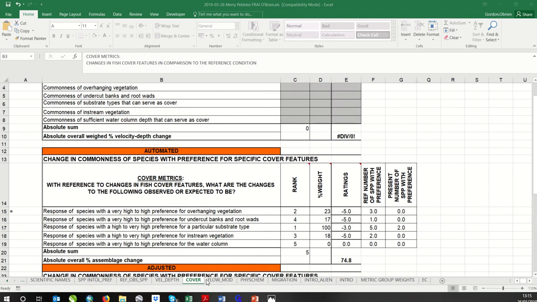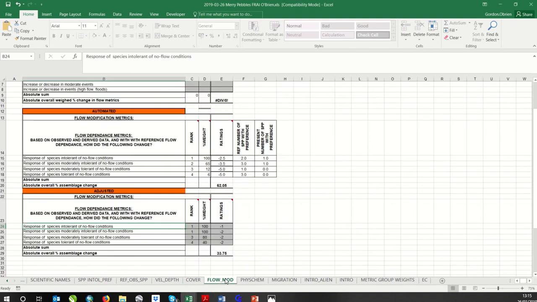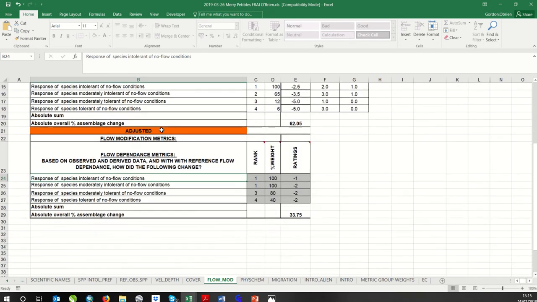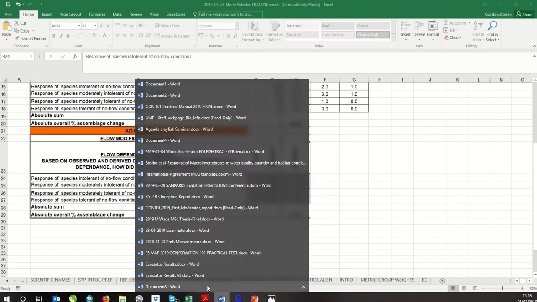All right, so what I've done now is I've just gone through the rest of the metrics, and you'll see each metric now has an automated score and my adjusted score. And I just wanted to go through quickly what I've changed. So I want to speed up a little bit. The next one is to look at these flow-dependent metrics. And this is based on the observed and derived data with reference to flow dependence. How will the following change? The species, and this is all when flows cease or they reduce significantly in a system, how do the species respond? How vulnerable are those species to those changes?